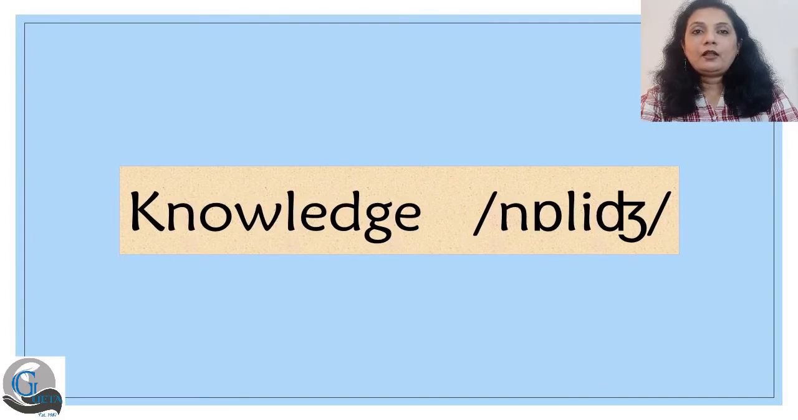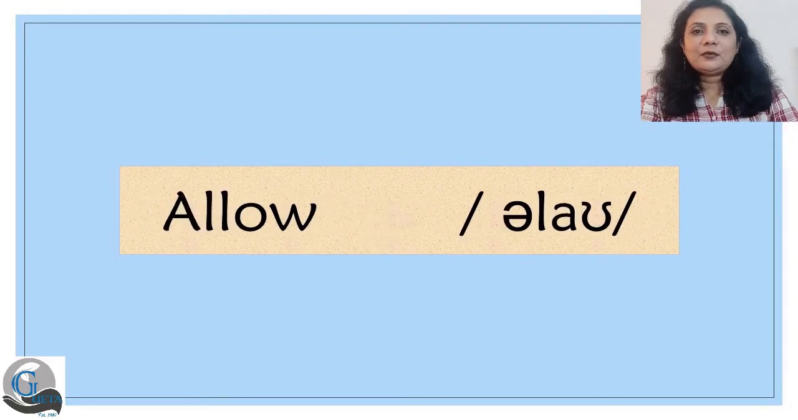Knowledge. And it is not "knowledge" but "knowledge". There is an e sound, knowledge. Next word, allow. A, l, a, u. So this is how the word allow is written in phonetic script. You can see the word on your screen.